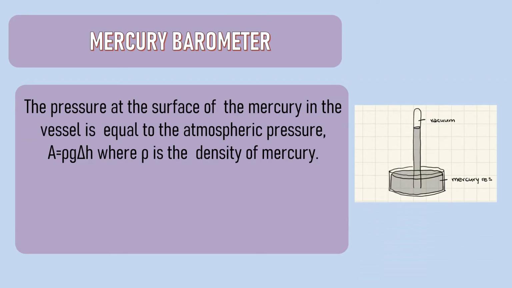Next is mercury barometer, and below is the example of it. The pressure at the surface of the mercury in the vessel is equal to the atmospheric pressure, and the formula is P equals rho g delta h, where rho is the density of mercury.